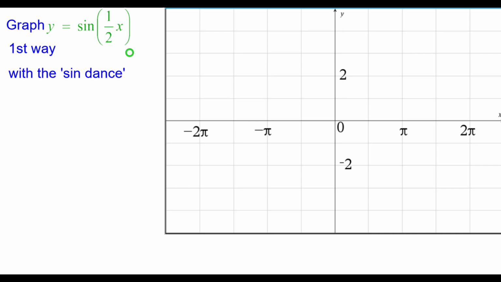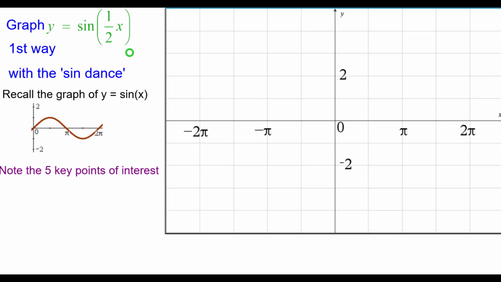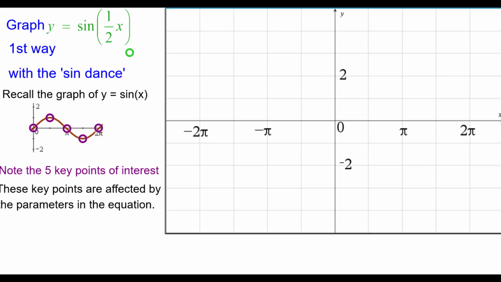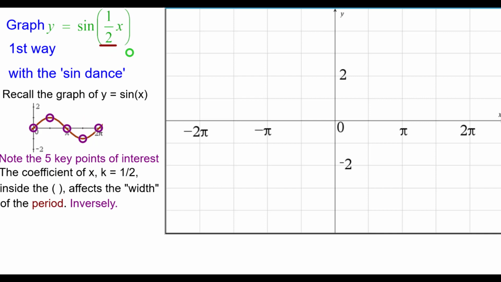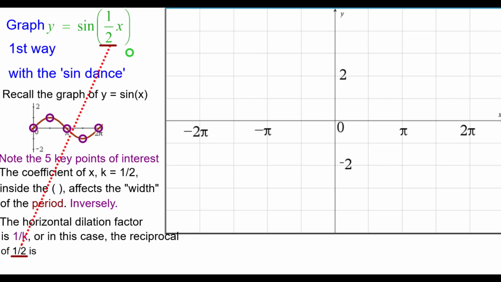The first way is with what we call the Sine Dance. Recall the graph of the sine function and the 5 key points of interest. These key points are affected by the parameters in the equation, as all of the points on the sine graph are. The only parameter here is 1/2 inside the parentheses. That coefficient of x, we'll call it k equals 1/2, affects the width of the period, and it does it inversely. The horizontal dilation factor, you may recall, is the reciprocal of that value of k, or in this case the reciprocal of 1/2 is 2.